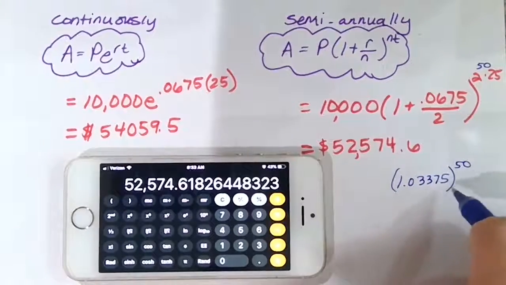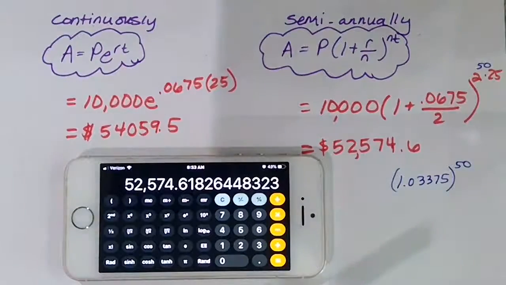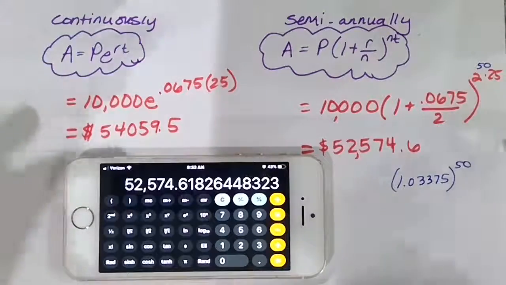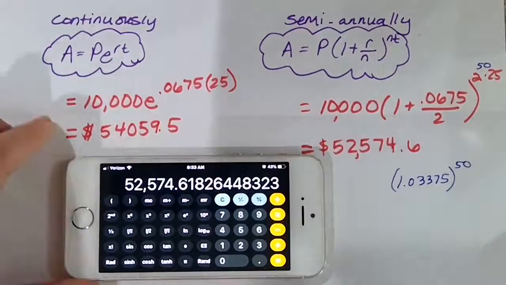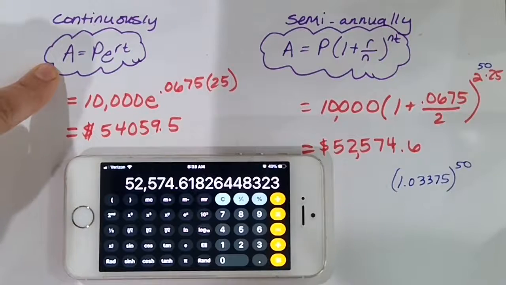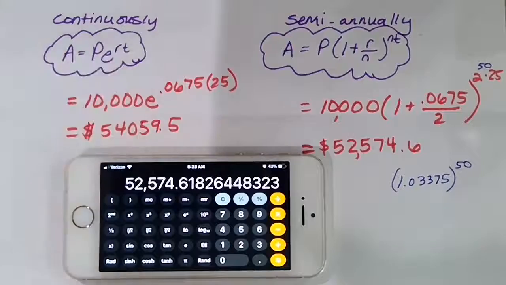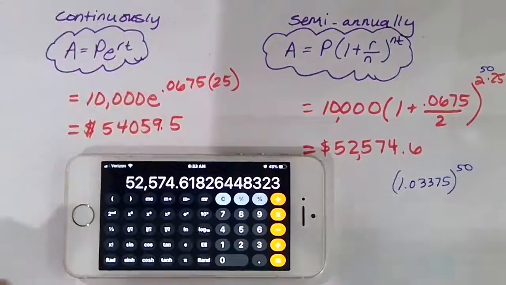Otherwise, I would write it down in pieces and kind of keep all the decimals. All right, homework is not too bad, but again, make sure you have the right formulas and you know how to apply them. Also, this one is commonly referred to as the PERT equation because it spells PERT, but that's continuously compounded. Okay, that's it.